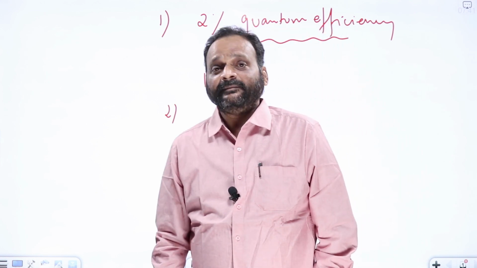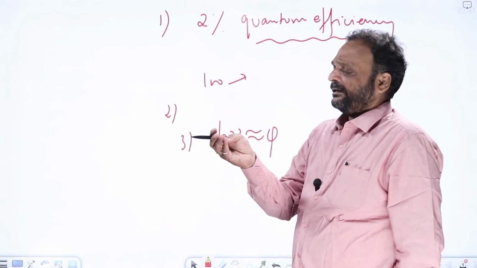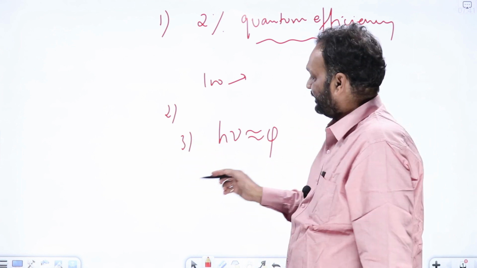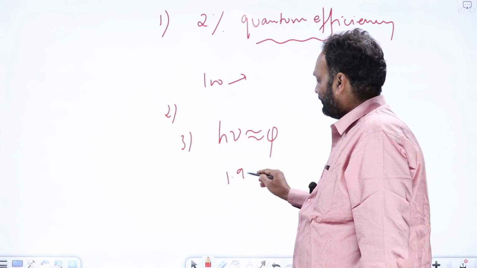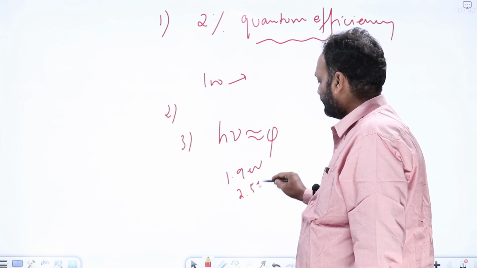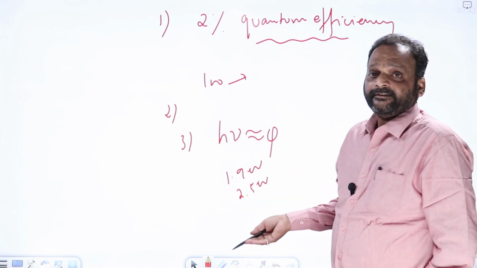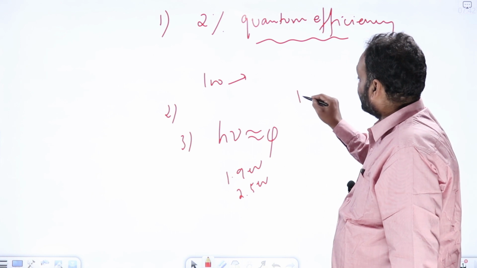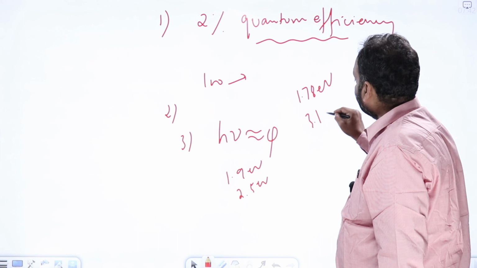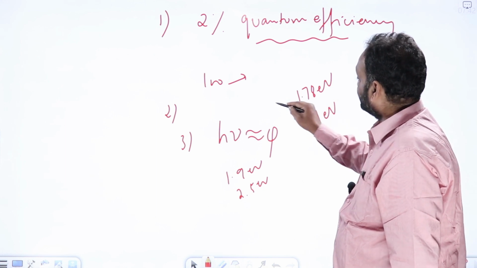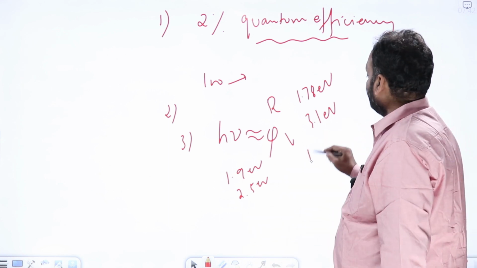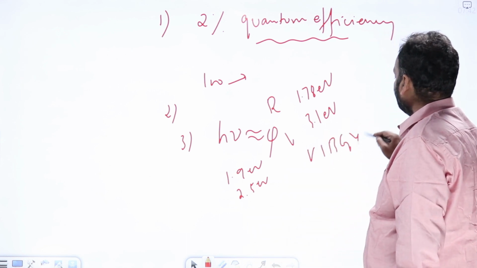Okay, the work function of the metals will be around 1.9 to 2.1, 2.2. Most of the photosensitive metal plates have work functions from around 1.9 electron volts to roughly 2.4, 2.5 electron volts only. What are visible light photon energies? Visible light photon energies are from 1.78 electron volts to 3.1 electron volts. This corresponds to red color, this corresponds to violet color. Okay, so V, I, B, G, Y, O, R.